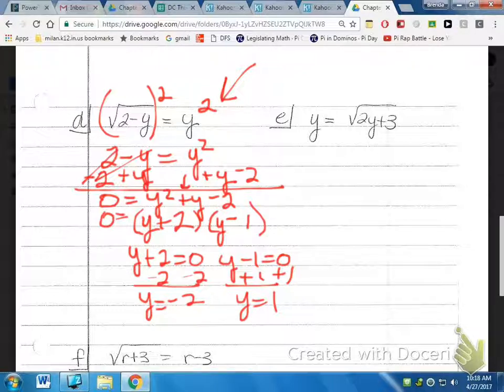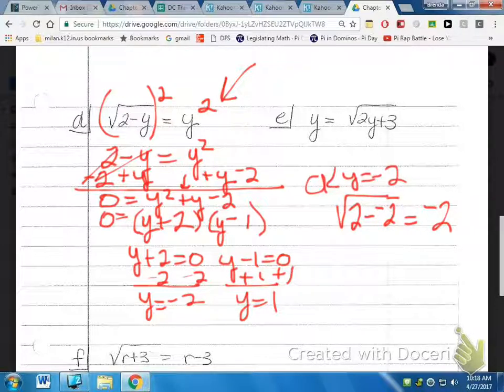if they would work. So here's what I mean. You would say the square root of 2 minus negative 2, and that it equals negative 2. I'm checking y equals negative 2. Well, on the right, this would be the square root of 4 equals negative 2. What is the square root of 4? 2. And it can't just be negative 2, so you would throw this answer out. It is called an extraneous solution.